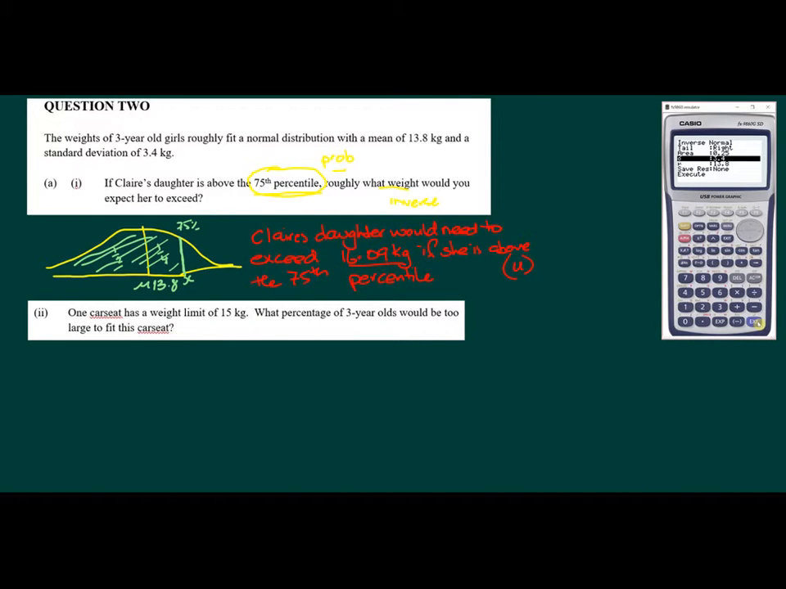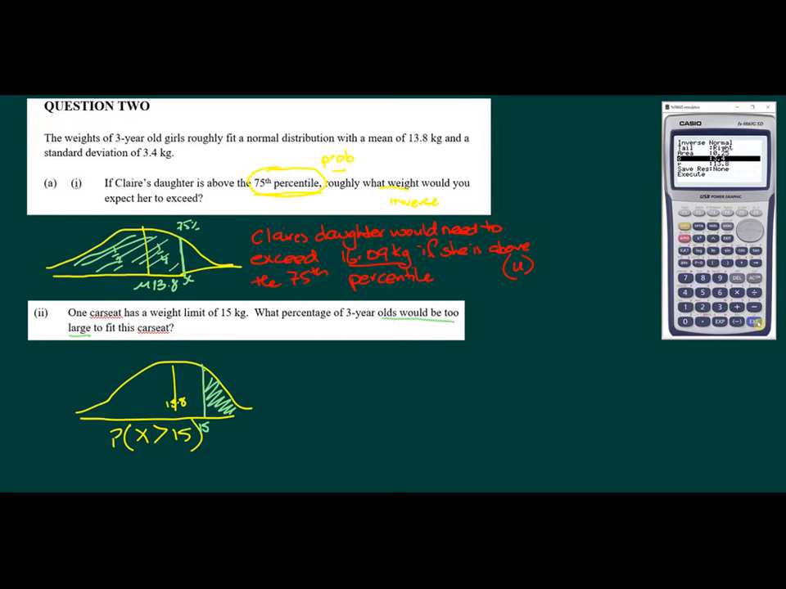Now with this next question, part II, one car seat has a weight limit of 15 kgs. What percentage of 3-year-olds would be too large to fit this car seat? Basically, if I draw my normal distribution curve, what it's asking for here is what is the probability that x is greater than 15. We know that the mean is 13.8, which I'll just use a different colour pen. So 15 is up here somewhere, and we're asking for which 3-year-olds would be too large to fit that car seat. So you're looking for that there.